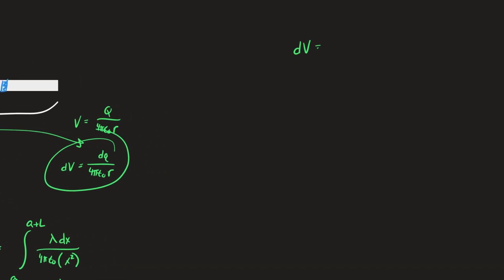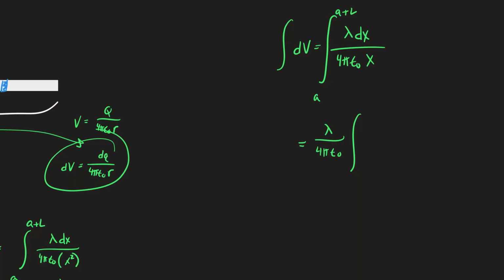The electric potential would equal lambda dx over 4 pi epsilon naught x, and we're going to integrate that from A to A plus L to get the total electric potential. It's not hardly any different than what we just did for the electric field. I'm going to pull out all the same things that I pulled out before because all of these things are constant. But I'm left with the integral of dx over x, evaluated from A to A plus L.